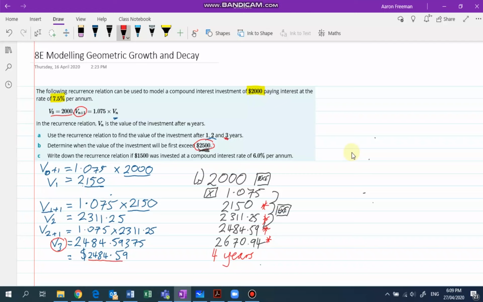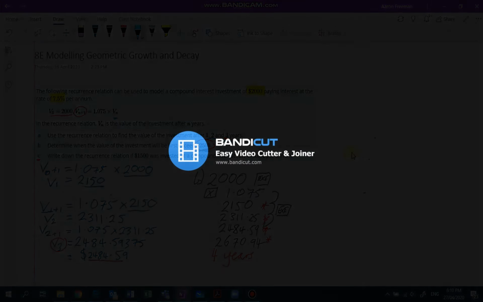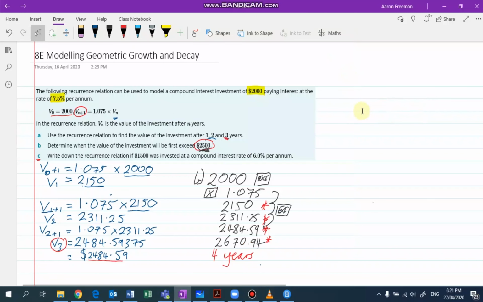Okay. Now our last piece, part C, asks us to write down a recurrence relation if $1,500 was invested rather than the $2,000, and the interest rate's been changed to 6% per annum. So part C.